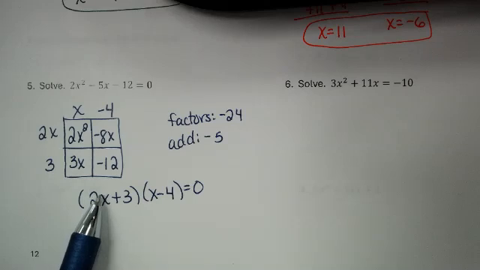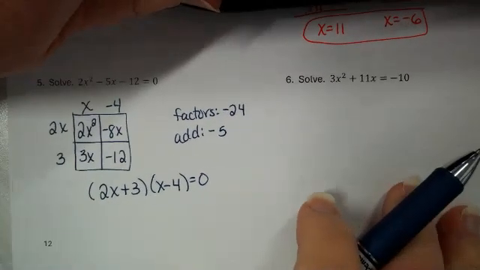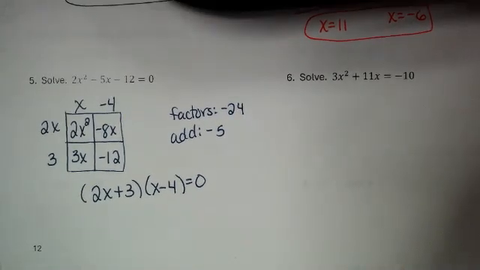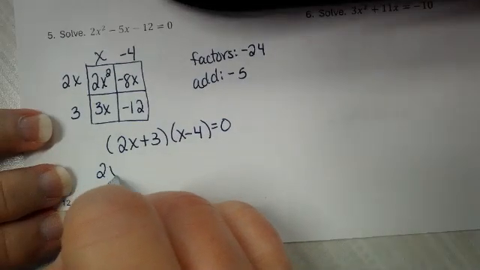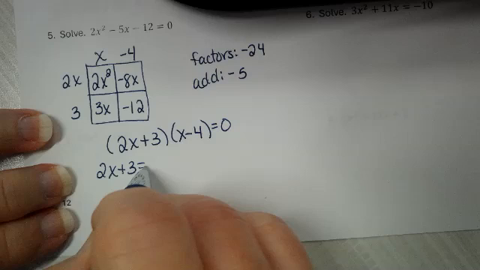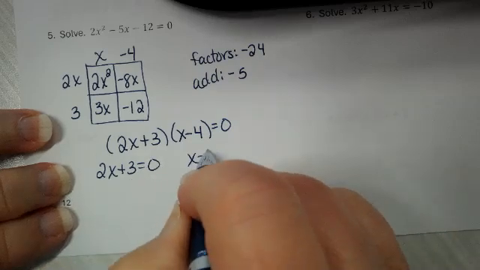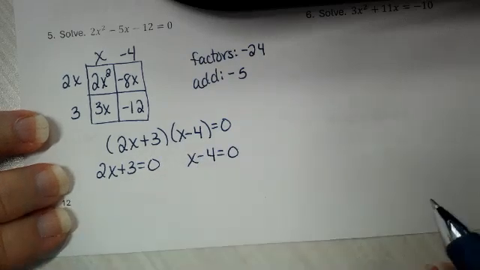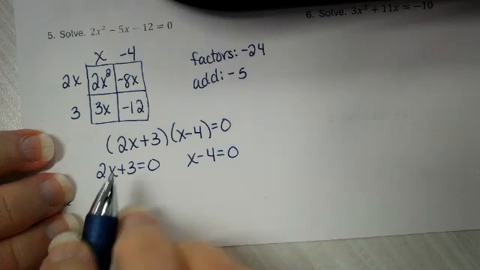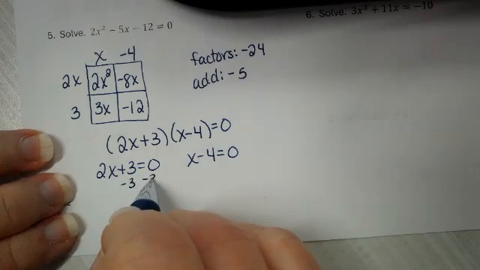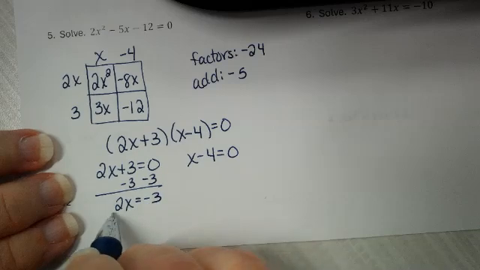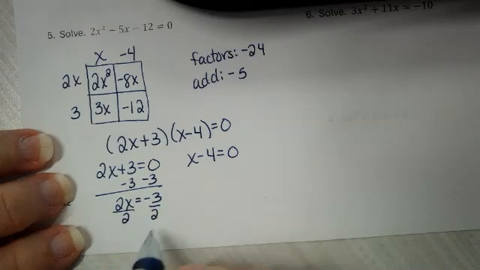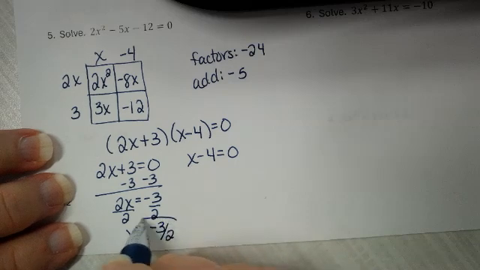That was a lot of work to get to the factored step, but now we can proceed to the third step, which was set each factor equal to 0. So I'm going to say, what makes 2x plus 3 equal 0? And what makes x minus 4 equal 0? So to solve this one, I need to subtract 3 from both sides. And then I'll divide both sides by 2. So this answer is negative 3 over 2.